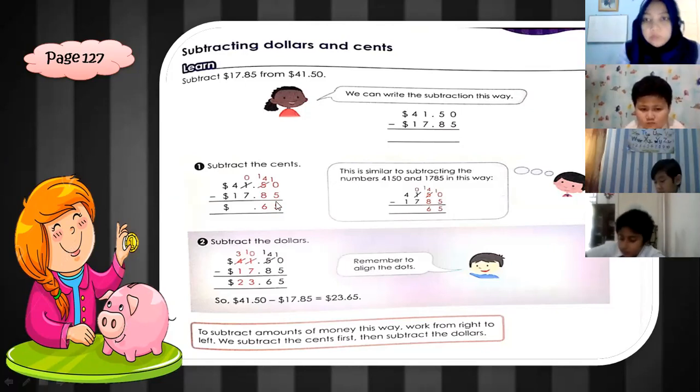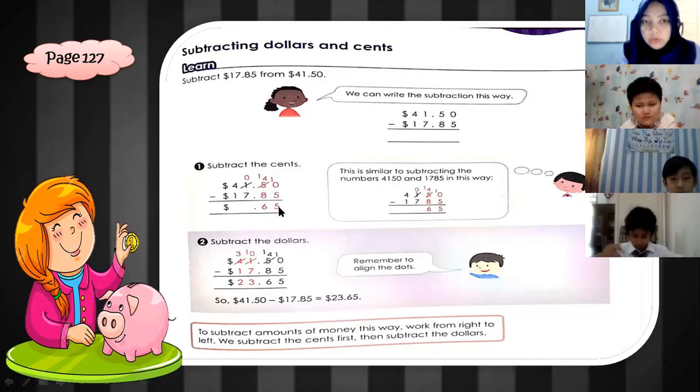Zero cannot minus five, so you must borrow. Five becomes four, and zero becomes ten. Ten minus five equals five. Next, four cannot minus eight, so you must borrow again. 41 becomes 40, four becomes 14. 14 minus eight equals six. Write six here.